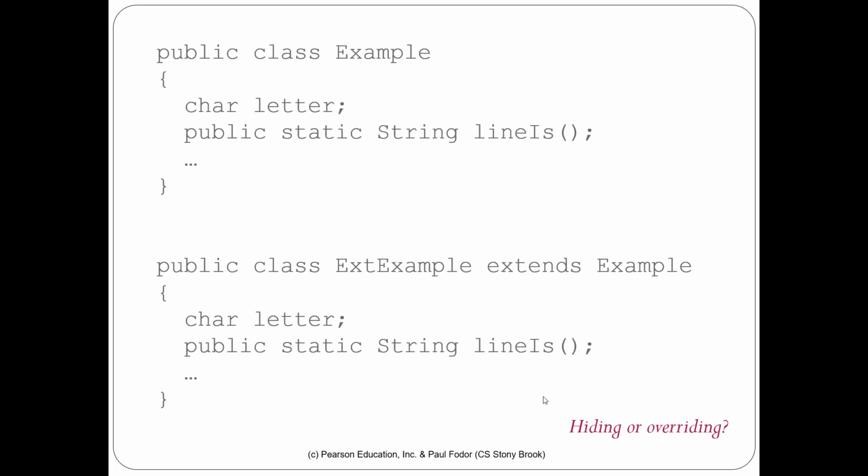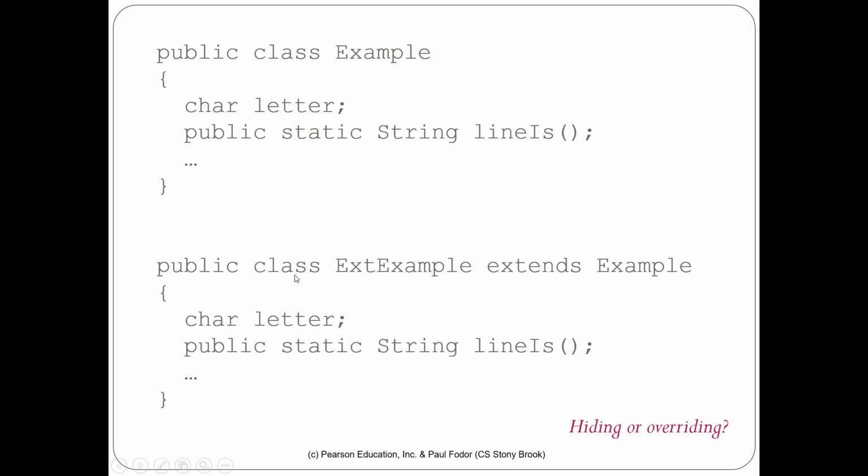Alright, so let's see what is happening here. So you have a class, parent class, we are calling that example, public class Example. You have two members that we can see. The first one is a data member, calling that letter, its type is character. Then you have a method, which is a static method, right? We are saying public static String is the return type. The name of the method is lineIs. Okay, then that's okay. And then you're creating a subclass.